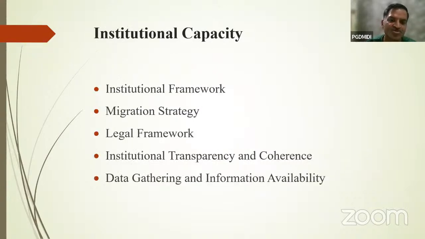Institutional capacity. It includes institutional framework, migration strategy, legal framework, institutional transparency and coherence, data gathering and information mobility, all available. You all know if there is any crisis in any country where you go, if there is wage theft, you have to have a legal system to address that. If there is an evacuation, you need to know how many people are there in that country. You need to know the data, where they're staying and all. So even to bring back citizens, migrants, to your home country, you need to have all this. Otherwise, migration governance will fail. So institutional capacity to deal with migrants is very important. All these 5 points are very important.